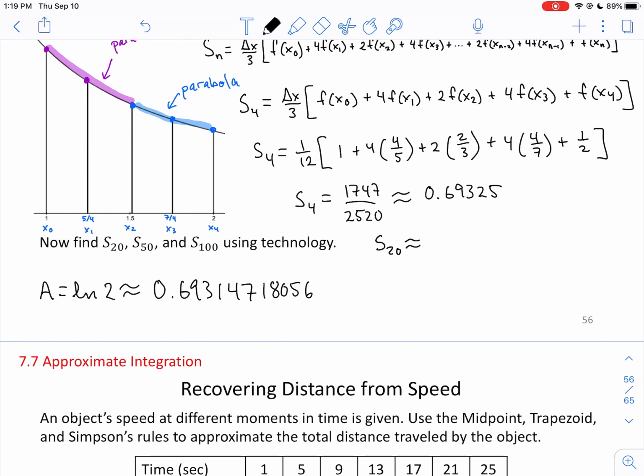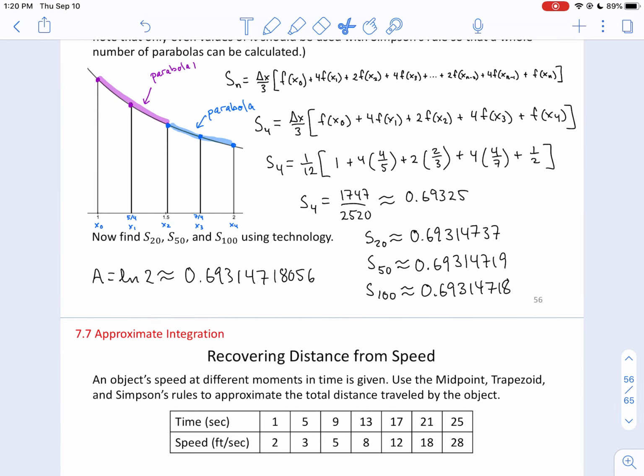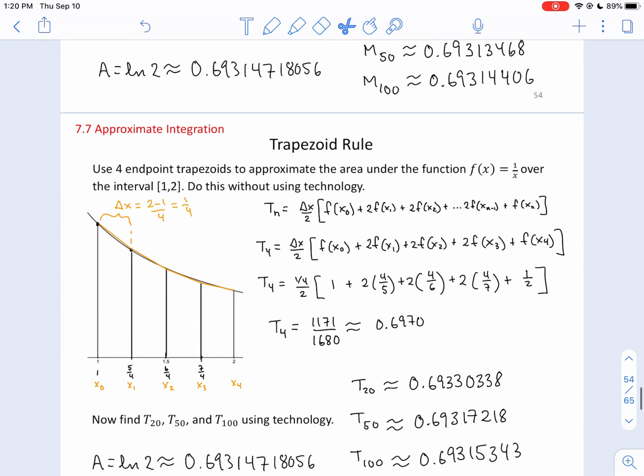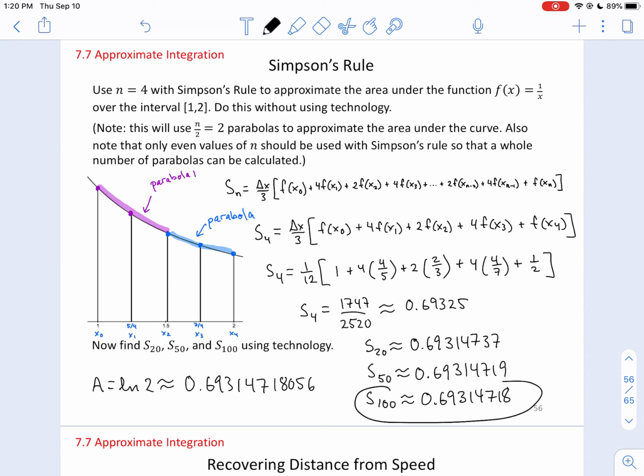Now, if I were to do S sub 20, I'd wind up getting 0.69314,737. When I do S sub 50, I get approximately 0.69314,719. And when I do S sub 100, I get approximately 0.69314,718. And we're getting closer and closer and closer to the exact answer. And it seems like Simpson's rule each step along the way gave us better approximations than either the trapezoid or the midpoint rules did.